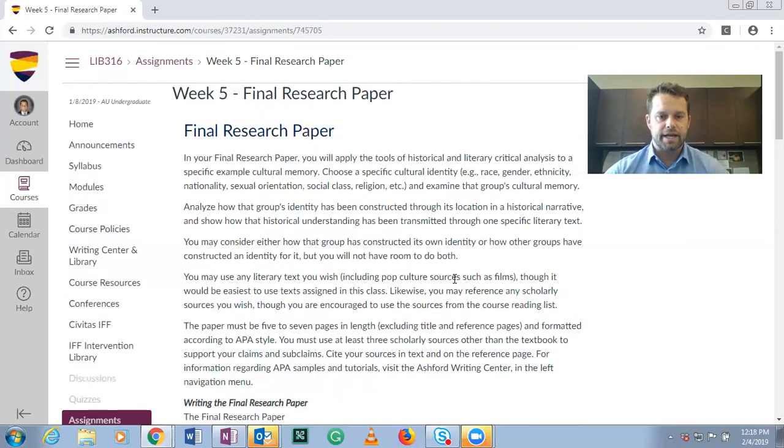So, as an example, we read portions of Uncle Tom's Cabin. So were you to choose the cultural identity of African Americans in the United States, you could definitely use that one book to explain how it shaped a cultural identity and how it was shaped by the cultural memory and the cultural identity that already existed within the African American community at that time.